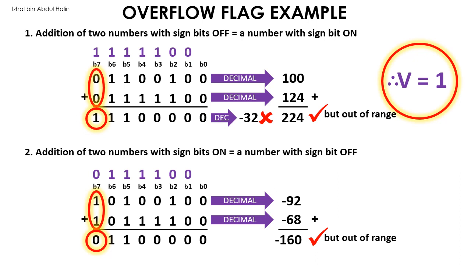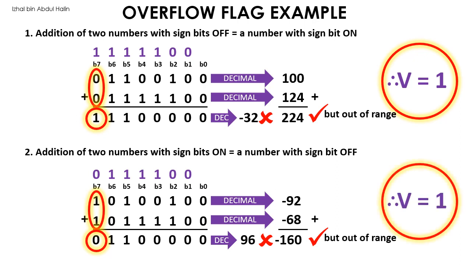Let's take the decimal equivalent of the results. It is 96 and is incorrect. Since the binary result is incorrect, and the decimal result is out of range, the overflow flag is set to 1.